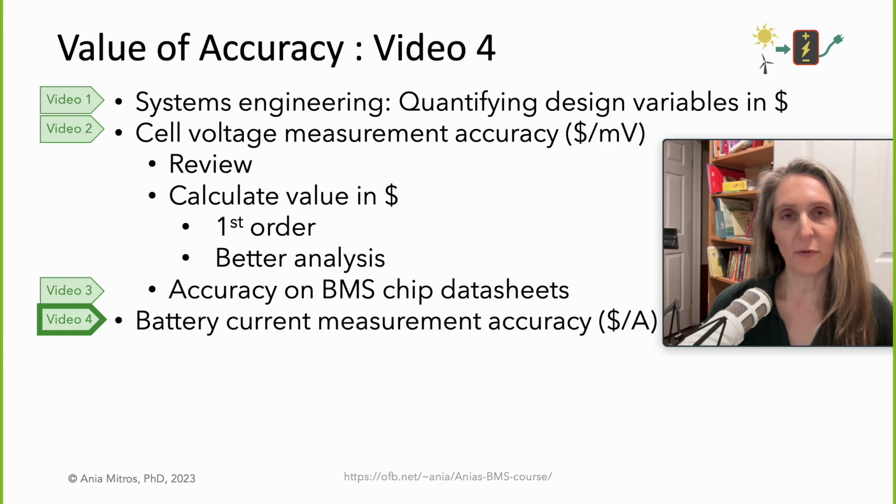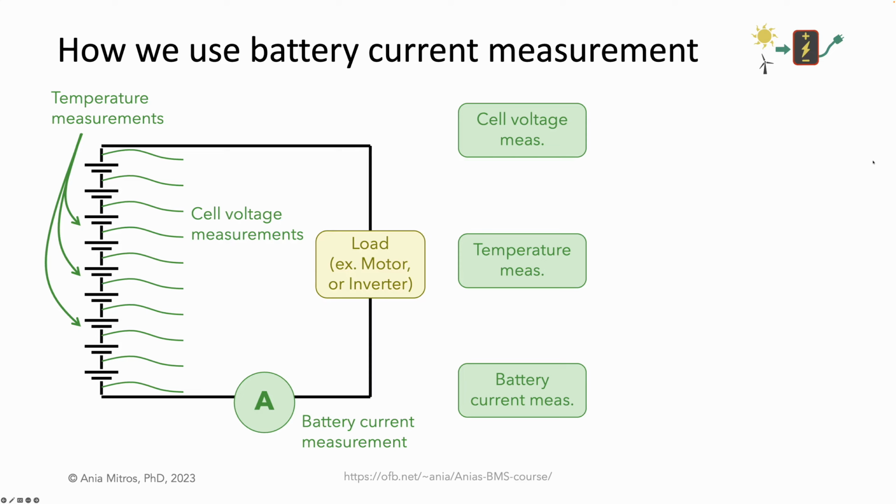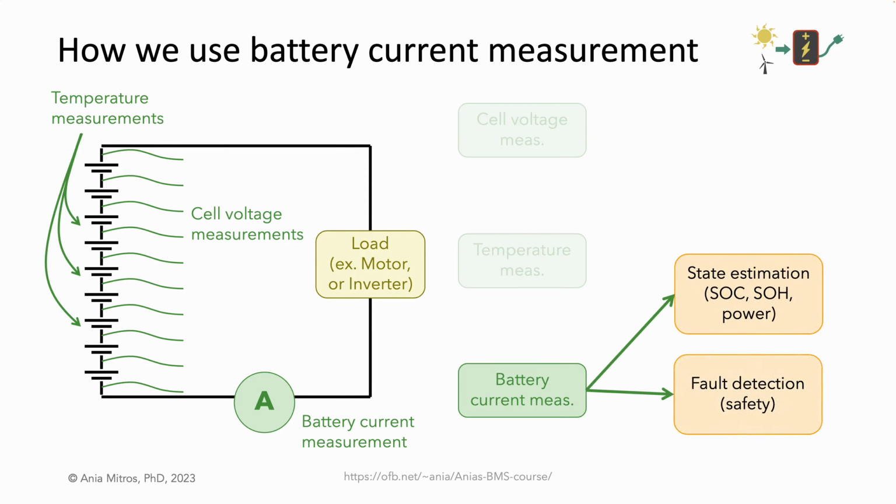This is video clip 4 in the lecture on the value of accuracy. Here, we look at the value of accuracy in battery current measurement. To assess accuracy, we first need clarity on how we use the battery current measurement. The current measurement serves as an input to state estimation algorithms and fault detection.